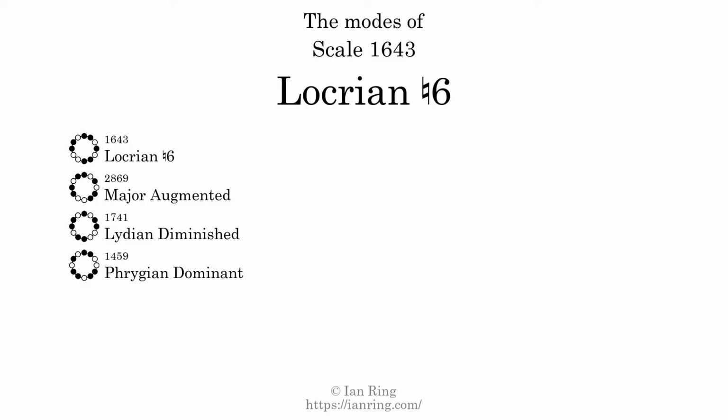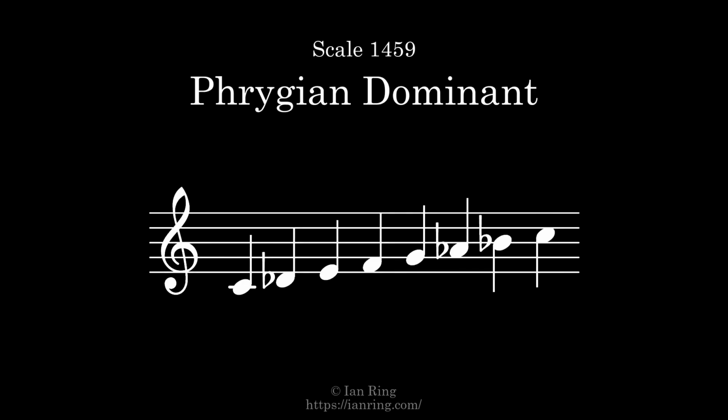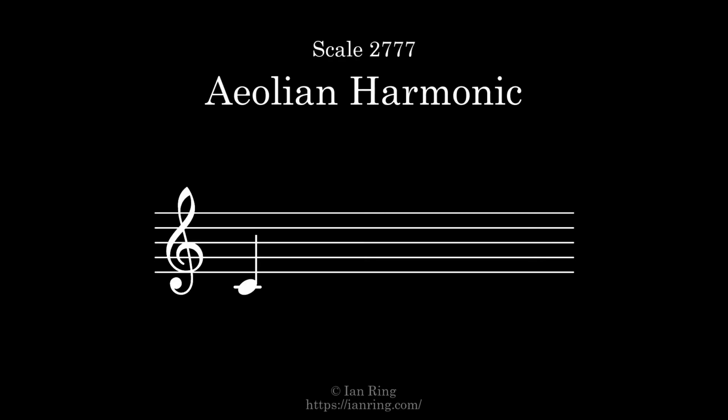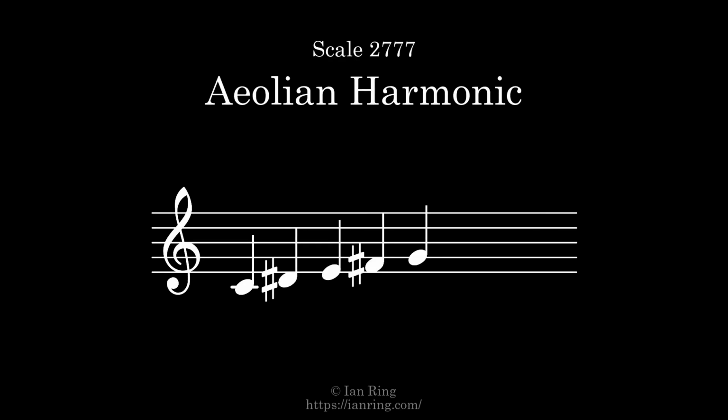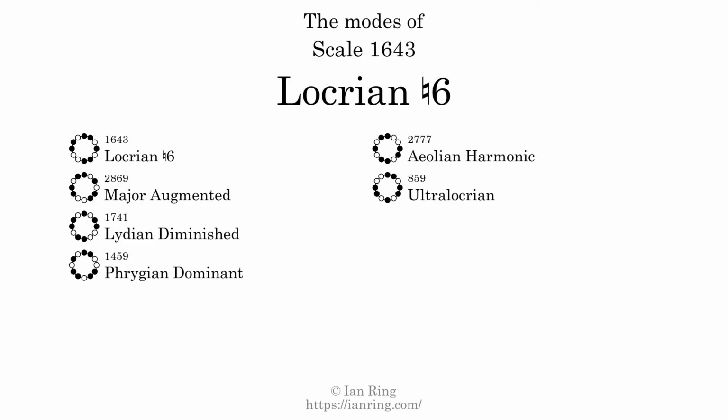The fourth mode is scale 1459, also known as Phrygian dominant. It sounds like this. The fifth mode is scale 2777, also known as Aeolian harmonic. It sounds like this. The sixth mode is scale 859, also known as ultra-Locrian. It sounds like this.